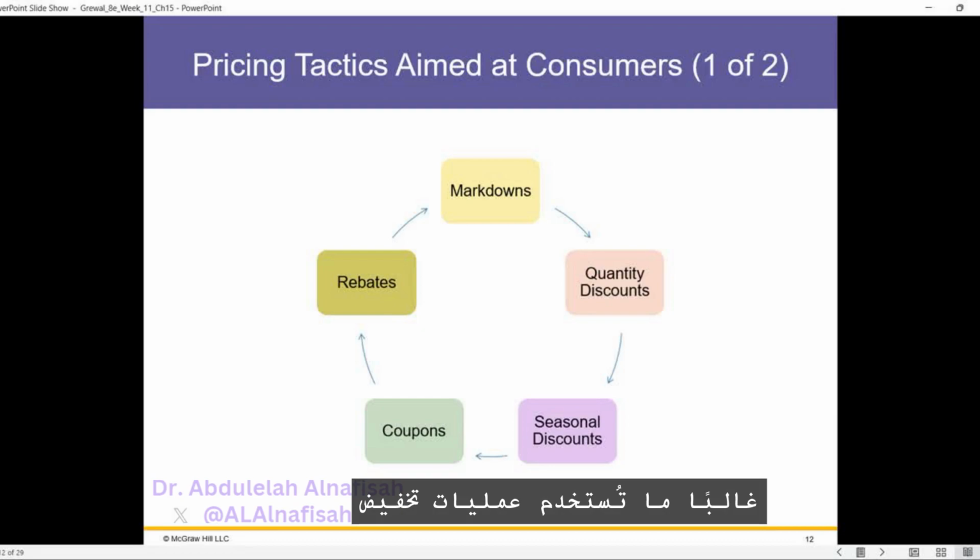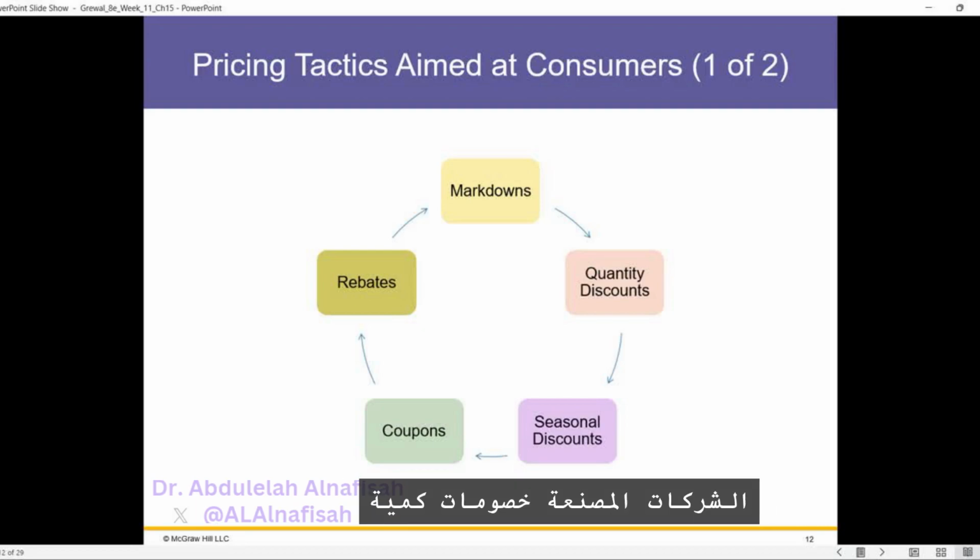Markdowns are often used to clear out old inventory or promote sales. By reducing prices, retailers aim to attract customers and avoid negative effects on their reputation caused by keeping outdated products in stock.